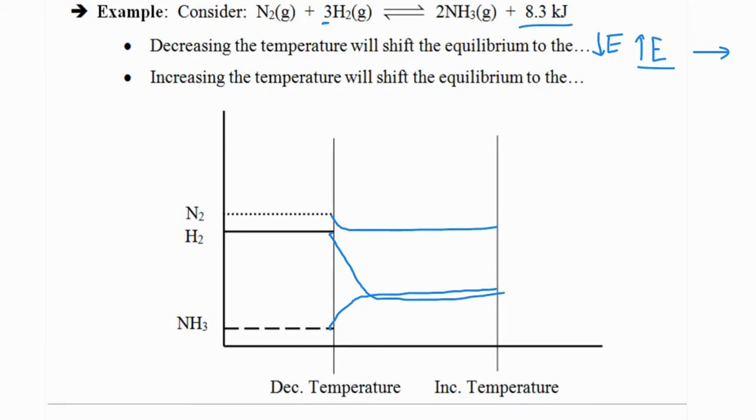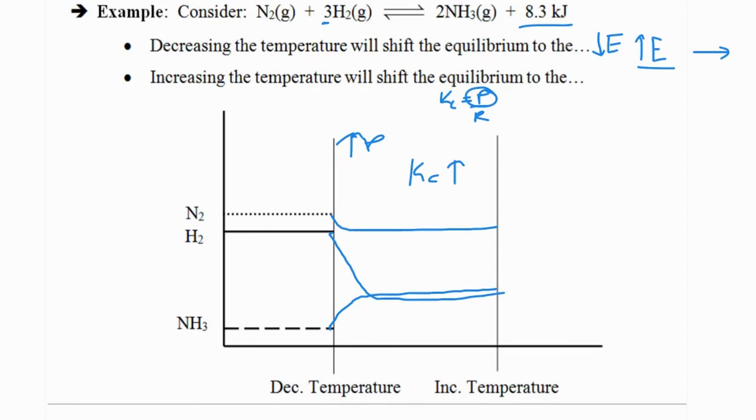Now if we think about what happens to Kc, what has gone up here? My amount of products has gone up. So if we think of Kc as products over reactants, because my products have increased, my Kc will go up in this situation.